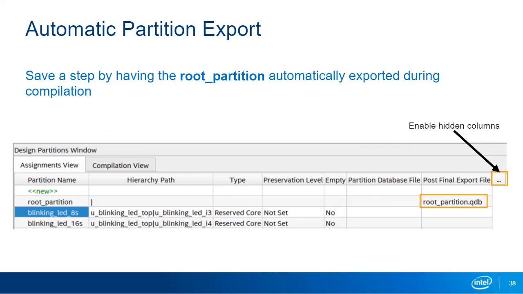You can also have the .qdb file generated automatically during compilation. To do this, enter a .qdb file name in the Post-Final Export File column in the Design Partitions window for the root partition. Without a path, the file will be placed in the project directory. If you don't see the Export File columns in the Design Partitions window, enable them from the indicated button.